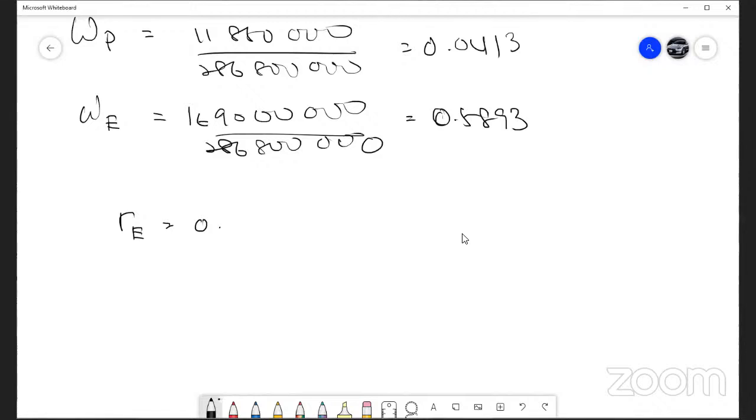We need to count the cost of equity first. Cost of equity: the risk-free rate is 4%, beta given to you is 1.15, and the market risk premium is given to you as 7%. So this will give you your cost of equity. Okay, so cost of equity is 0.1205.